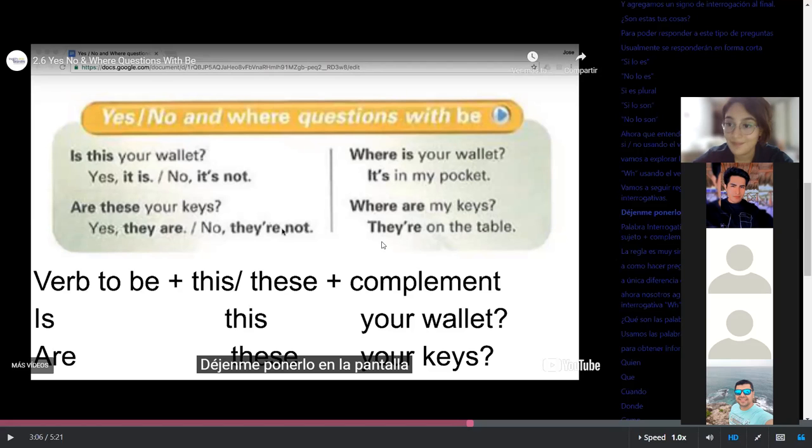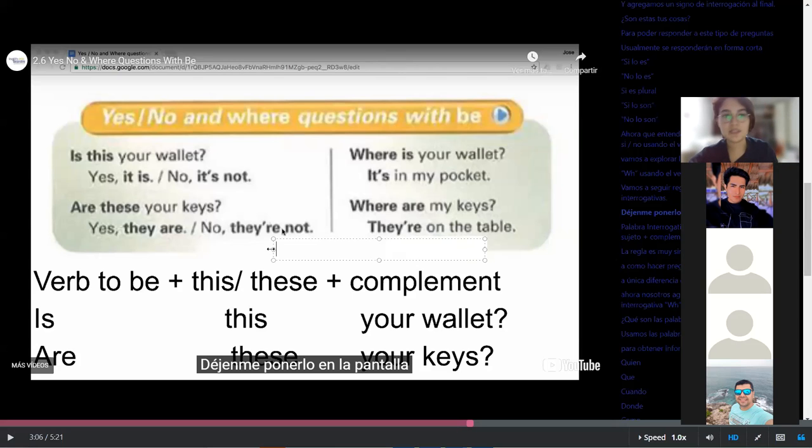Yes. In the yes or no question, if I use the short answer, it's okay. But these strict rules, for example, if I say, yes, this is my glasses. That is also correct. So you can use the short answer.